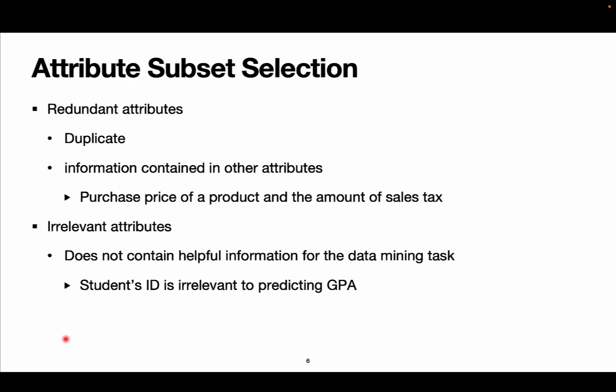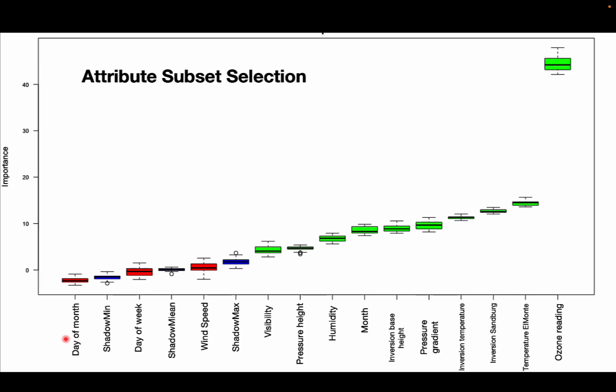In attribute subset selection, the goal is to identify the attributes that are most relevant to the problem. And because this is a supervised method, identifying and removing redundant attributes and irrelevant attributes is straightforward. In this graph, we show how a number of features are ranked and sorted so the attribute selection process can be done in an effective way.